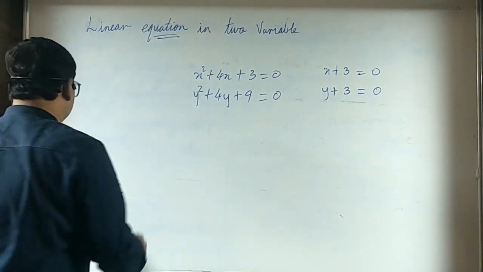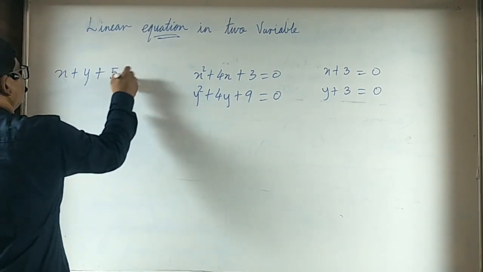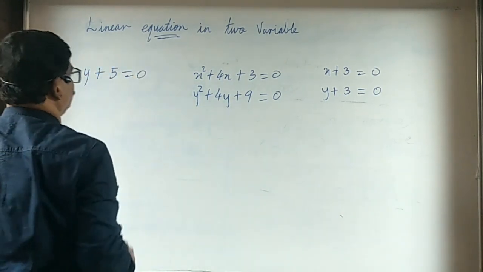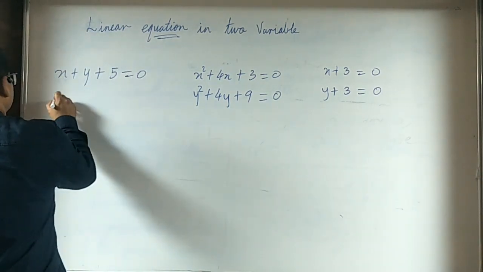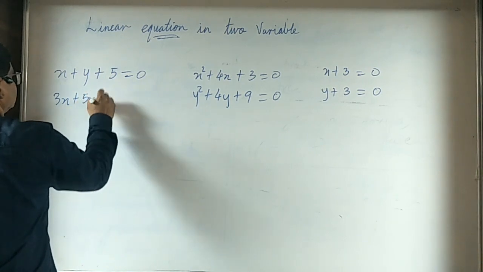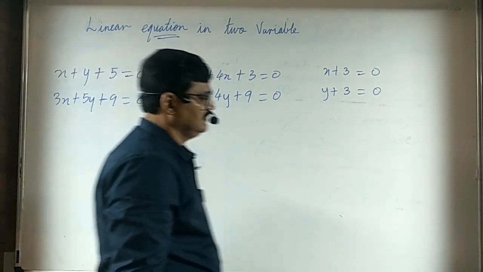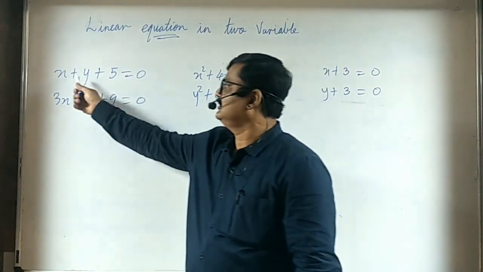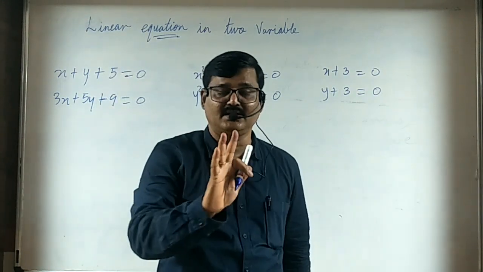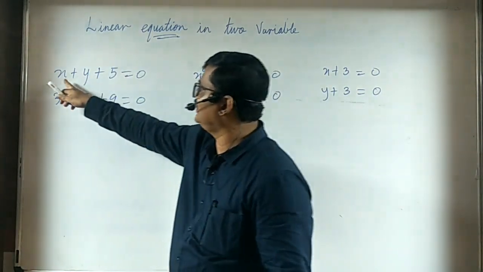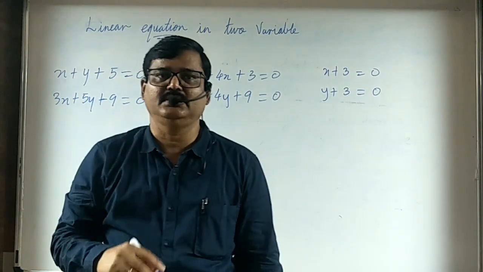I'll write another one: x + y + 5 = 0. Then here 3x + 5y + 9 = 0. Here also you have two variables and an equal to sign. I told you there must be at least one variable. Here you have two variables, x and y, with an equal to sign, equal to 0. This is also an equation.